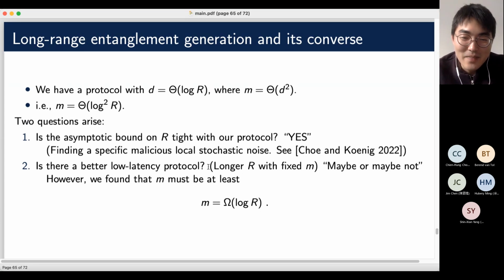But there is a certain gap between our protocol and what we theoretically obtained from the general low latency protocol. So we only proved that if we use a low latency protocol, we need at least log R amount of qubits per repeater station. But using our protocol, we only proved n is equal to log squared of R. So there is a certain gap, log R amount of gap, between this bound and what we obtained from our protocol.